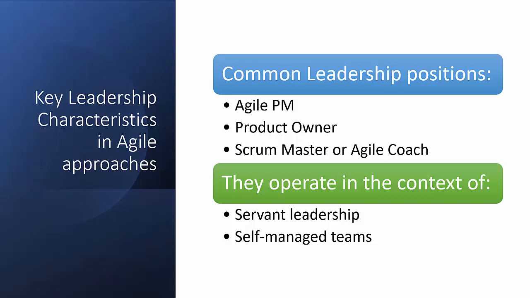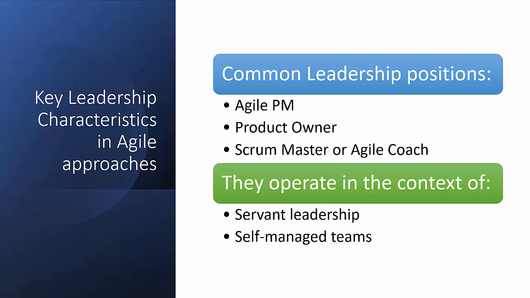However, no matter what you call them, these different leadership positions have characteristics which are slightly different to traditional approaches. Not that you cannot have these characteristics in traditional approaches. You certainly do have both servant leadership and self-managed teams also in predictive approaches. However, in agile approaches, the difference comes from the fact that the agility isn't really there unless the leadership role is working with these approaches, right?